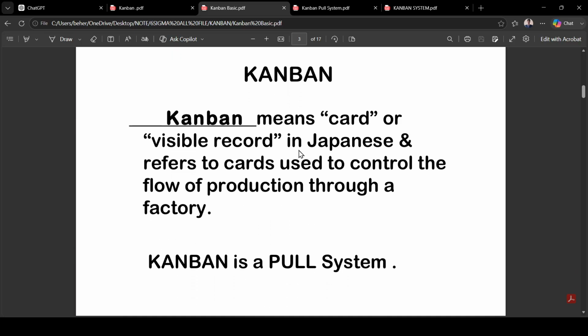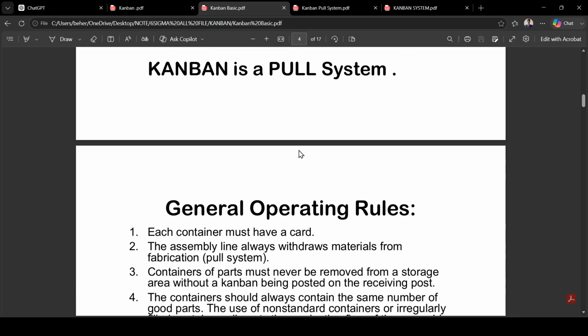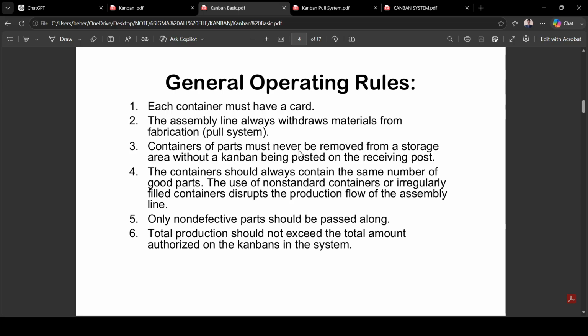Kanban means card or visible record in Japanese and refers to the card used to control the flow of production through a factory. Kanban is a pull system. General operating rules: each container must have a card. The assembly line always withdraws material from fabrication, a pull system. Containers of the part must never be removed from a storage area without a Kanban being posted on the receiving post.